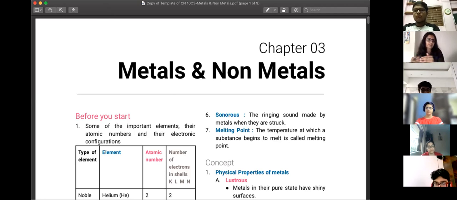So you'll start off with an overview of how you identify metals and non-metals: what are they like when you touch them, what are they like when you see them, all of that stuff. And then you'll have chemical properties. What if we put metal in an acid? What if we put metal in water? What are they going to react like with different substances?